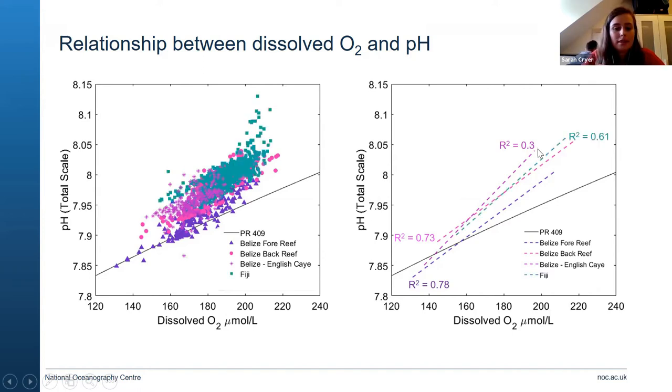And then we have the Fiji site. It's not got quite as strong a relationship as the Belize sites, but we are seeing this relationship, and we can kind of see where the points are loosening the relationship. And finally, we have the Dominica site, and there's not really any relationship in Dominica between pH and oxygen.